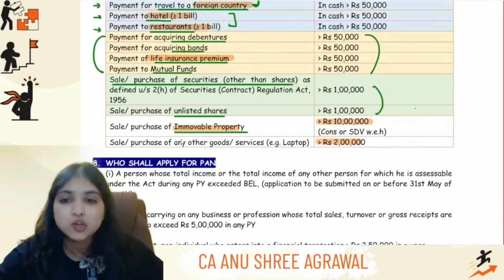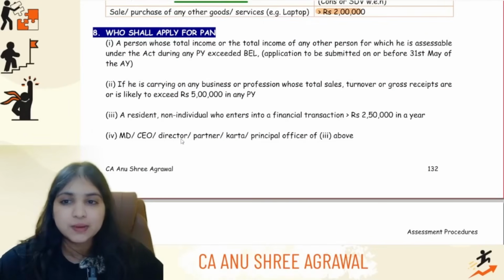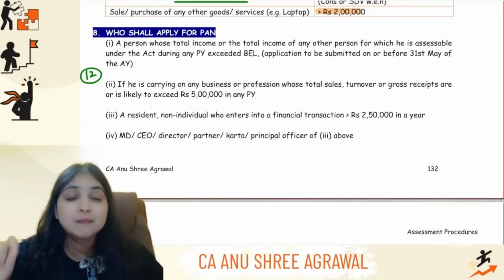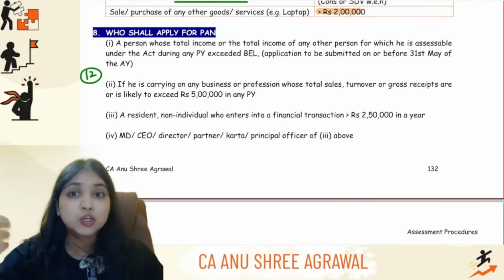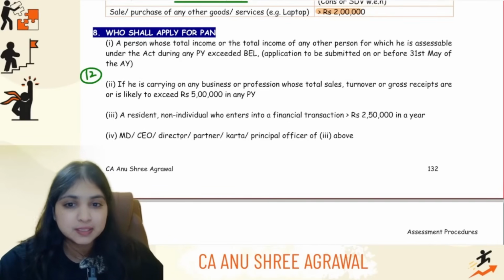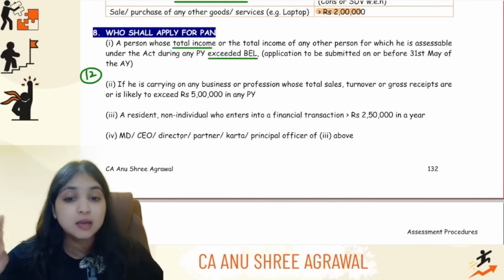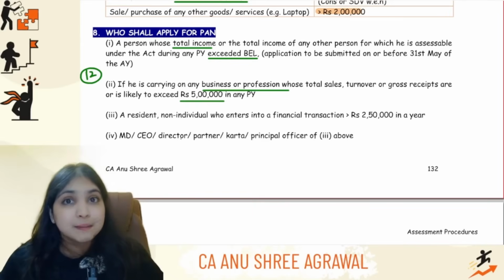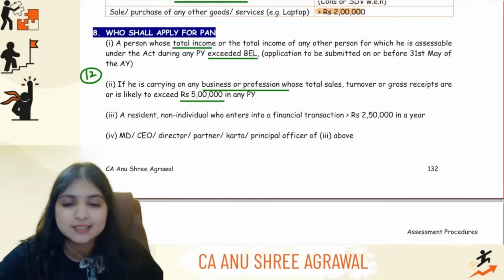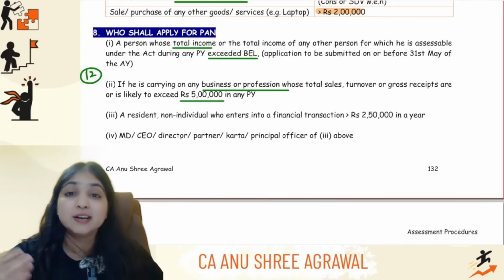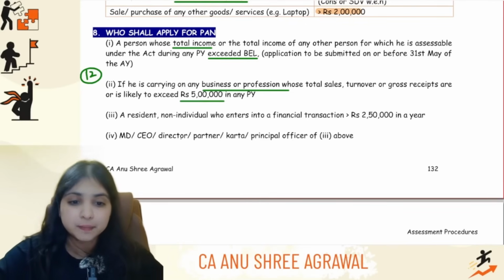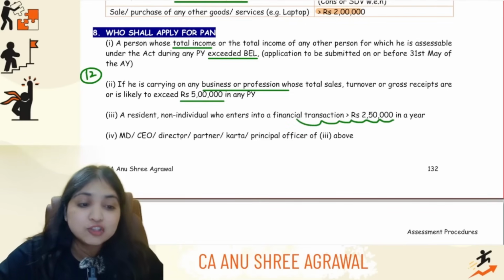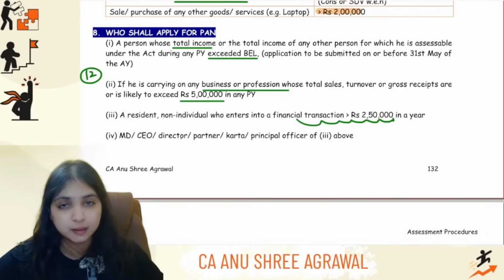Okay. Then comes your next point, concept number 12. Here we are seeing who has to apply for PAN. Basically, for whom it is mandatory to get the PAN number. Number one, every person whose total income is more than the basic exemption limit has to get PAN. Number two, if you're carrying on a business or a profession and your turnover or gross receipts is more than 5 lakh rupees, you have to get a PAN. Number three, if you're a resident non-individual, like for example a resident company or a resident firm, in that case, if your financial transactions are more than 2,50,000, you'll have to get a PAN.